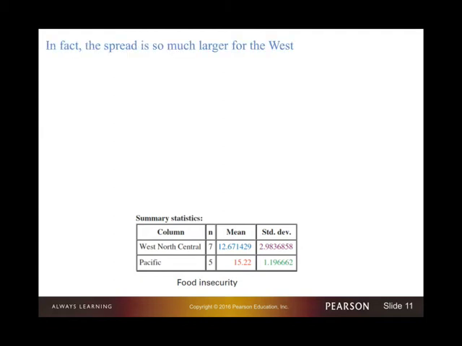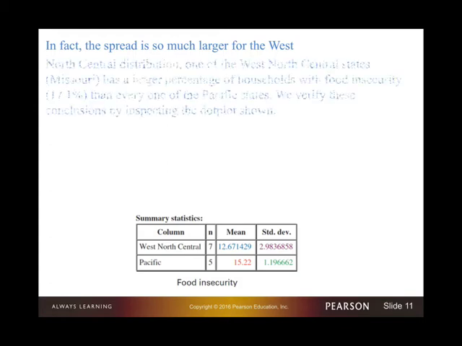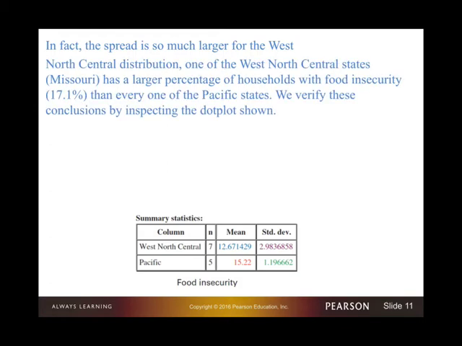Okay, in fact, the spread is so much larger for the West North Central distribution. One of the West North Central states has a larger percentage of households with food insecurity, about 70.1%, than every one of the specific states. We verify this conclusion by inspecting the dot plot.